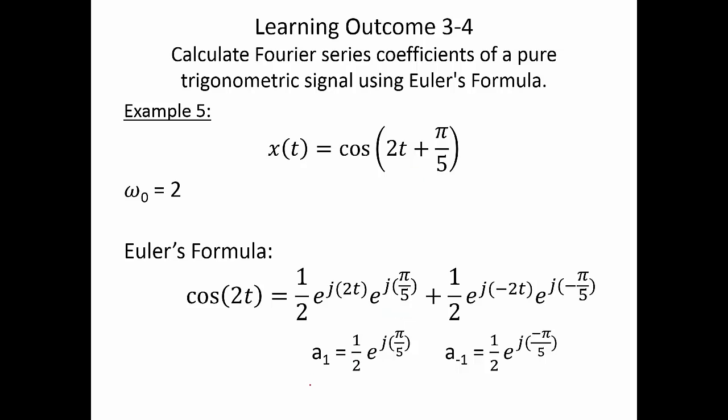Our a1 is now going to be the 1/2 constant out front, and this term here with our phase is also a constant, so that's also part of our a sub k. Remember, if omega naught is 2, our k value is 1. Second term, similar, k value is negative 1, and that complex exponential becomes part of our a sub k together with the 1/2. All other a sub k are still 0.